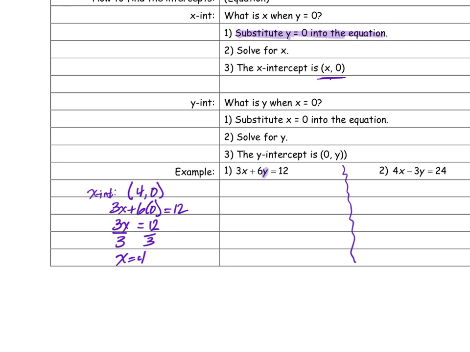Okay, and now I have to find my y-intercept. And I'm going to do the same thing, except I'm going to follow the directions that it says here. And it says the first thing to do is substitute x equals 0 into the equation. So wherever there's an x in my equation, I'm going to put a 0. So on this equation this time, here's where my 0 is going to go. So I have 3 times 0 plus 6y equals 12. So again, what's 3 times 0?